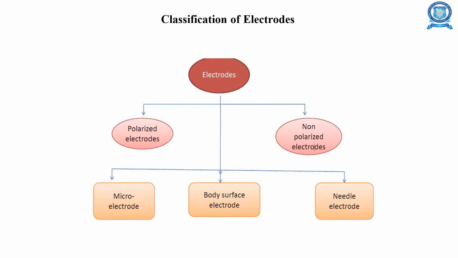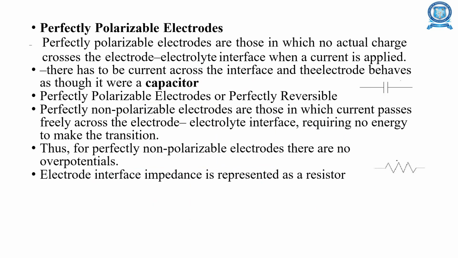Classification of electrodes: electrodes are classified into polarized electrodes, non-polarized electrodes, microelectrodes, body surface electrodes, and needle electrodes. In perfectly polarizable electrodes, no actual charge crosses the electrode. So there has to be current across the interface, and the electrodes behave as a capacitor. Perfectly non-polarizable electrodes are perfectly reversible, so there are no overpotentials. At electrode interfaces, the impedance is represented as a resistor.